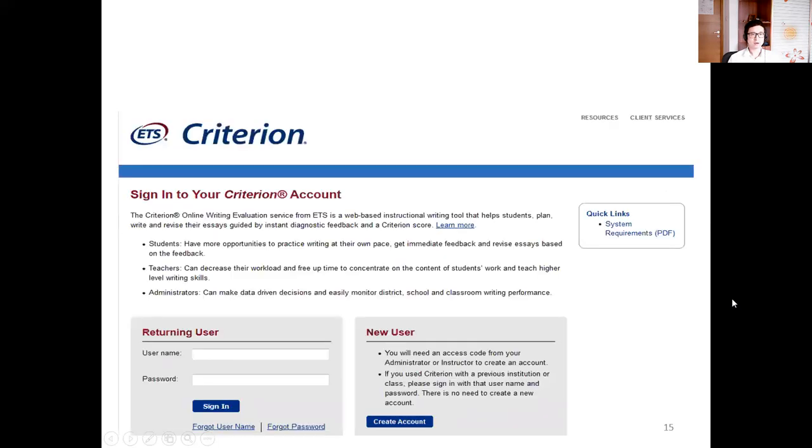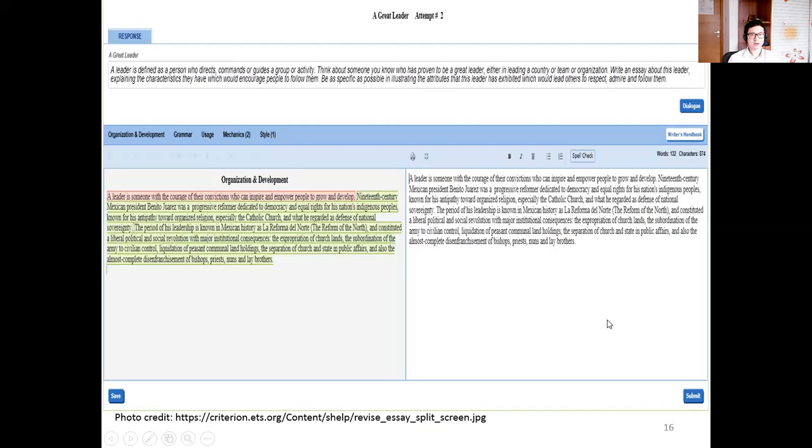The first one is Criterion. It is a web-based instructional writing tool. To enjoy its services, you need to sign up for it and register an account. And this is the interface of Criterion.